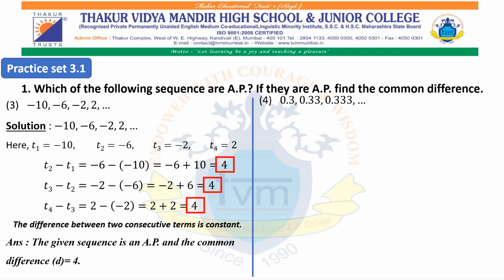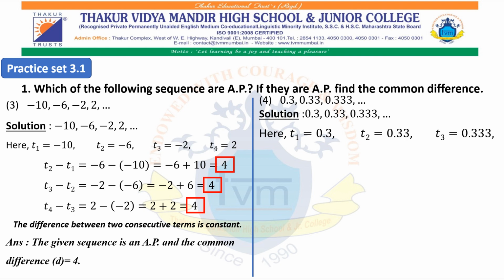Sum number 4: 0.3, 0.33, 0.333, and so on. In this sum they have given only 3 terms. Therefore we will specify them as T1, T2, T3. And now we will find the difference between the second and the first term. We will write T2 minus T1 equals 0.33 minus 0.3, which will be 0.03.